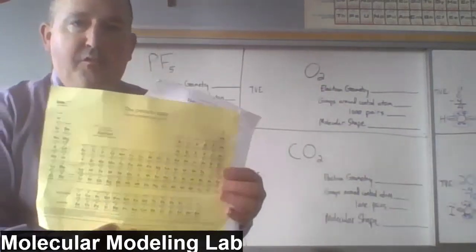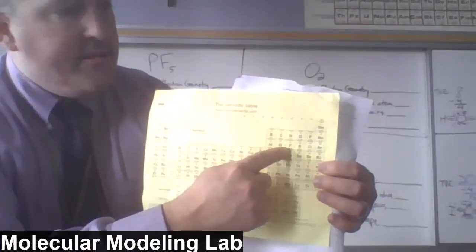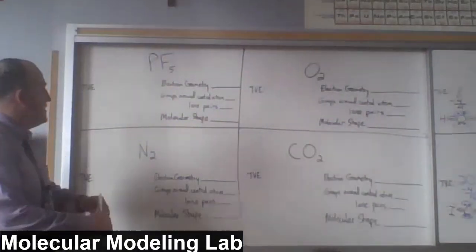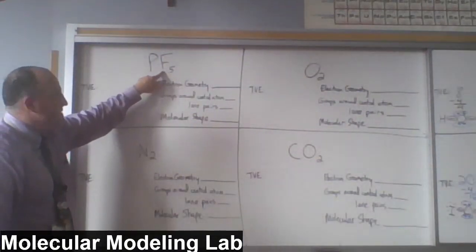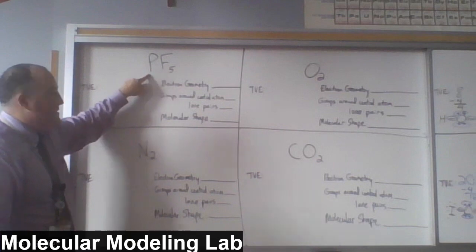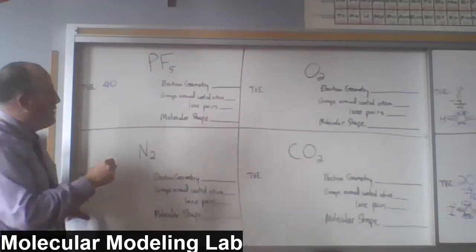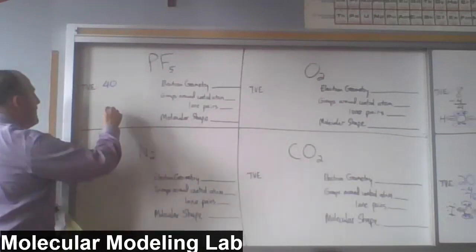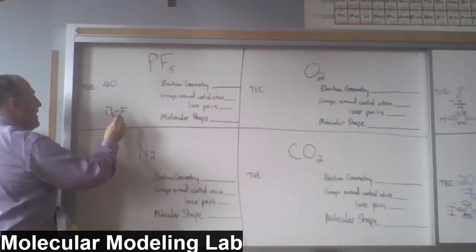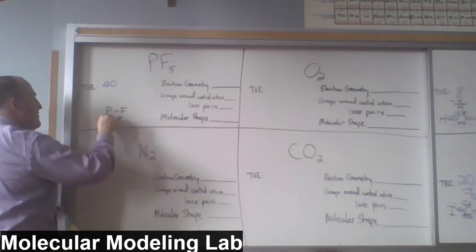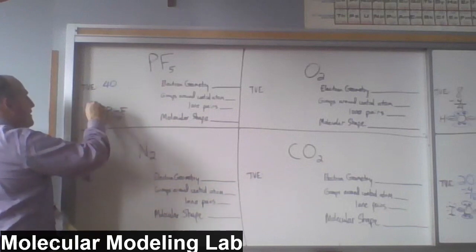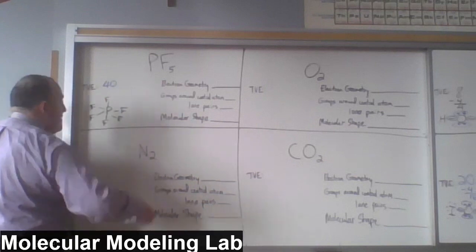PF5, the octet rule. If you find phosphorus, it's right below nitrogen on the periodic table, so it has 5 valence electrons. And then F is in column 17, the halogen column, so each of the 5 atoms in that column contributes 7 valence electrons. That's 35, plus another 5, gives 40 total valence electrons. Okay, connect the central atom directly to each of the 5 satellite fluorine atoms.